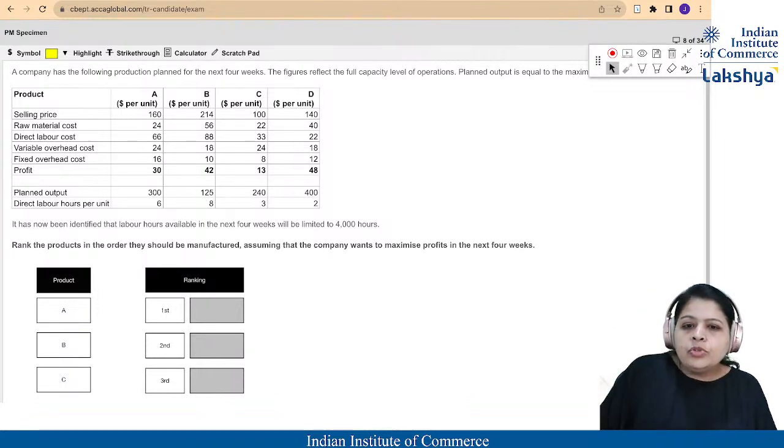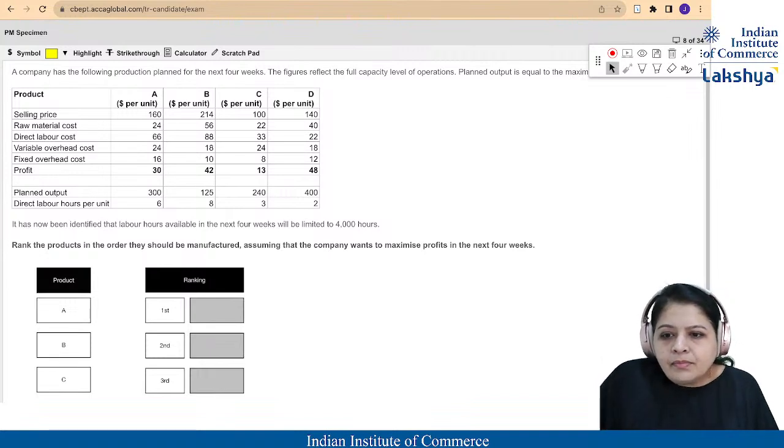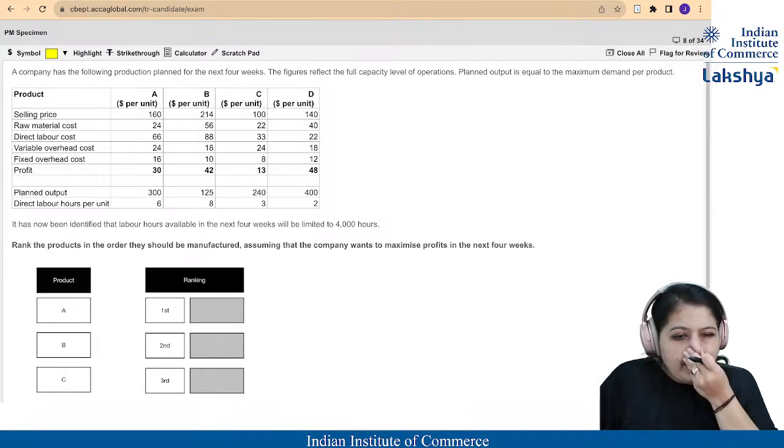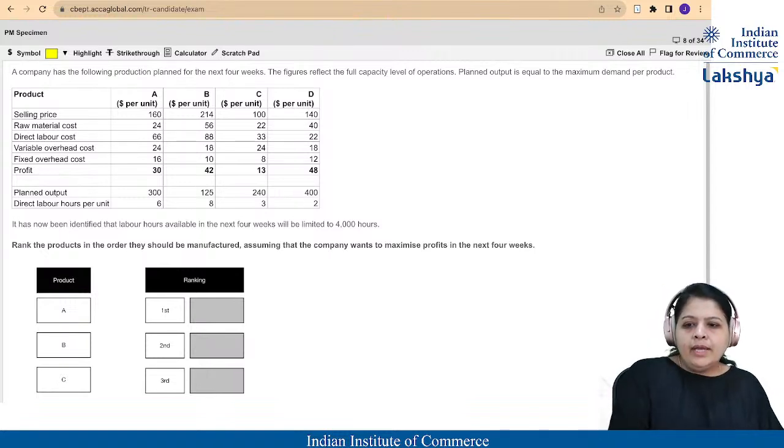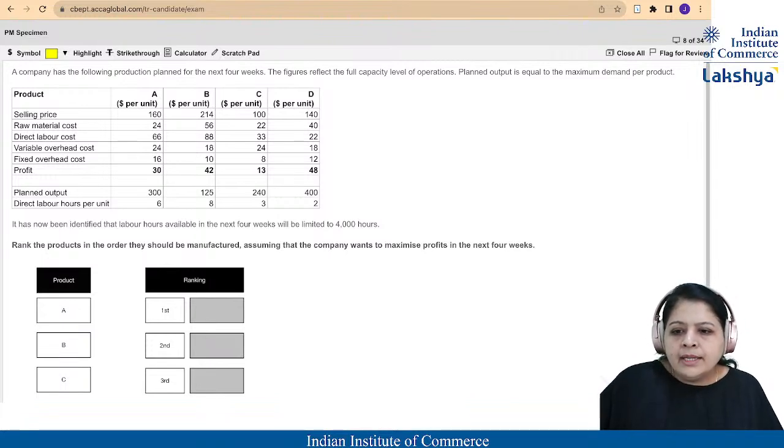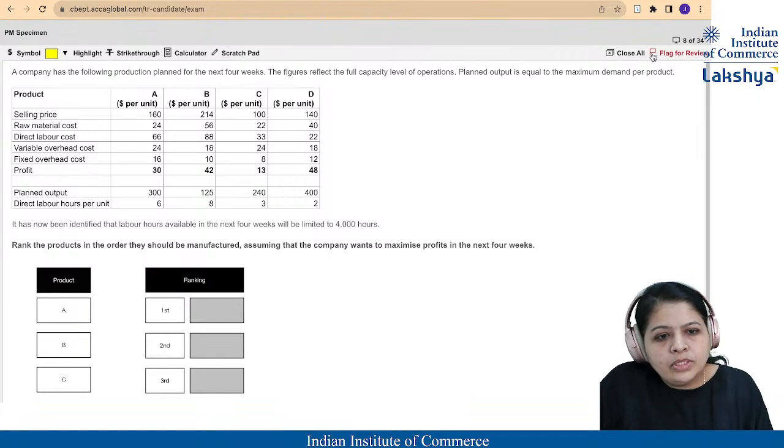Limiting factor, throughput, something like that. So there is this company that has got the following production plan for the next 4 weeks, and the figures reflect the full capacity level of operations. Planned output is equal to the maximum demand per product. Your company's values are given in terms of selling price, raw material, direct cost, variable overheads, fixed overheads, profits, etc. Planned output is given, direct labor hours per unit is also given.